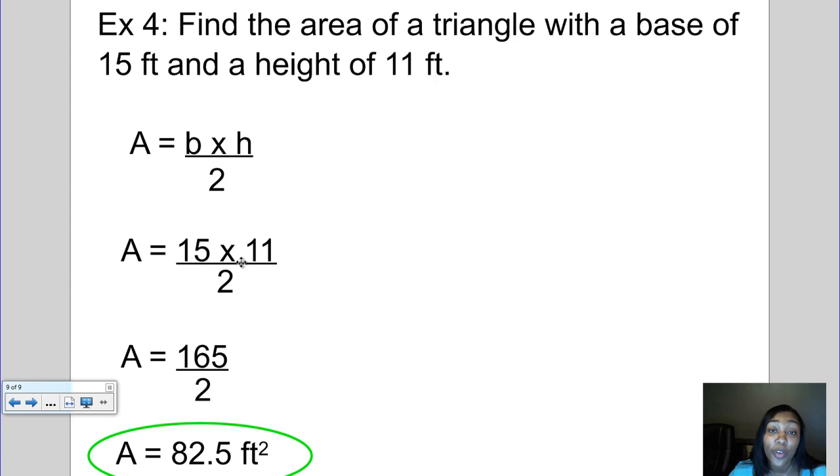So I'm going to do 15 times 11. And that's going to give me 165, and then I'm going to divide that by 2, which gives me a total area of 82.5 feet squared.